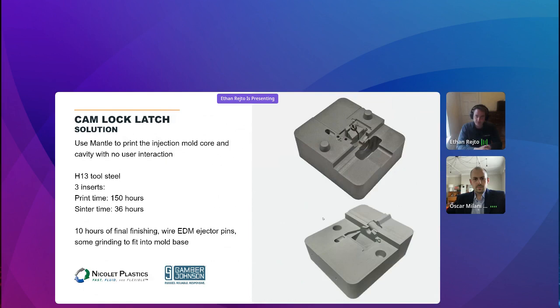So what they did was they printed 3 different inserts. You can see one, this is the insert I have with me up here. This is one side of it here, the other insert on the bottom. And then they dropped in a third printed insert because they needed to do some special venting situations. So all 3 of those inserts were able to be printed in about 150 hours, so about 1 week here. And then they were all in the furnace for about 36 hours. But of course, that's with little to no user interaction. Then those parts went through about 10 hours of finishing.